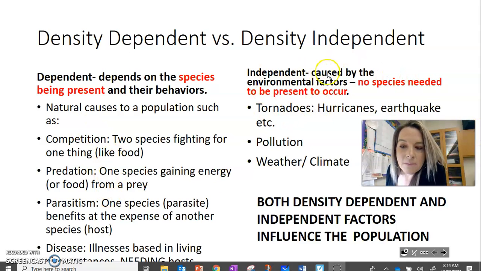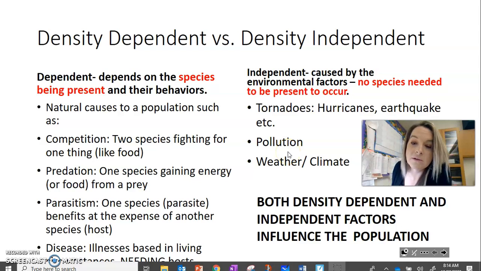With density-independent factors, no species is needed in order for the population to rise or fall. Tornadoes will occur whether there is a population present or not, as will hurricanes, earthquakes, all natural events, natural weather disasters, weather, climate, occurs whether there's a population there or not. Pollution will occur, and then if there's nobody there to affect, it may or may not affect that population. It doesn't need the population to be hovering in the air. It's just in the air.